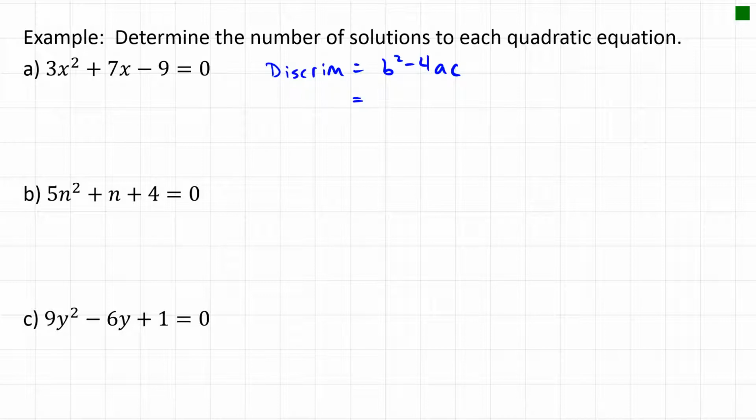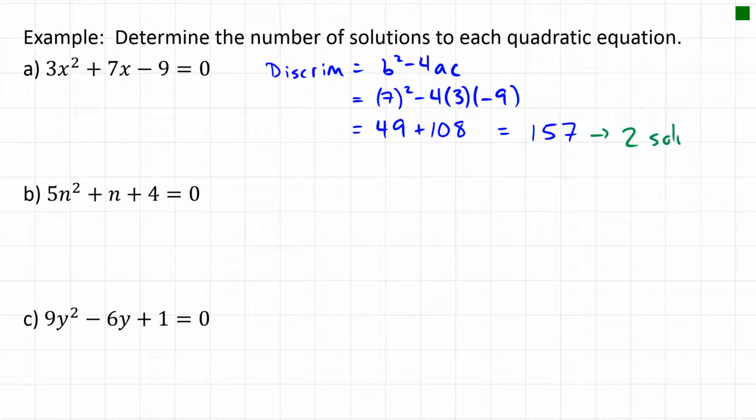So b squared minus 4ac, that would be 7 squared minus 4 times a, which is 3, and c, which is negative 9. So that would be 49 plus 4 times 3 times 9, which is 108. And 49 plus 108, I can do this in my head, that would be equal to 157. So there's the discriminant, which tells me there are two solutions.